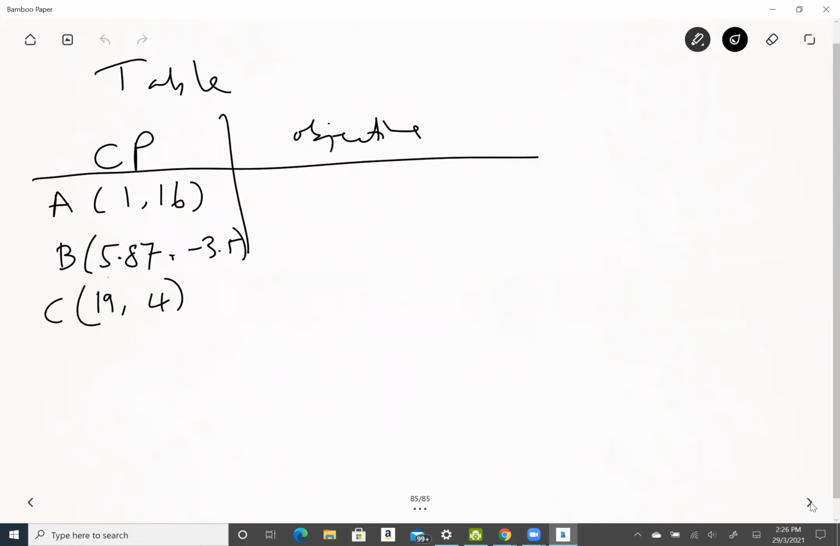What you do next is put them into the objective. The objective is f equals 3x plus 5y. We substitute each of the corner points into the objective, and then we get the value of the function f. So now we do it one by one.